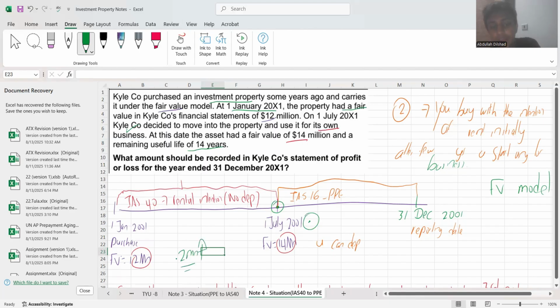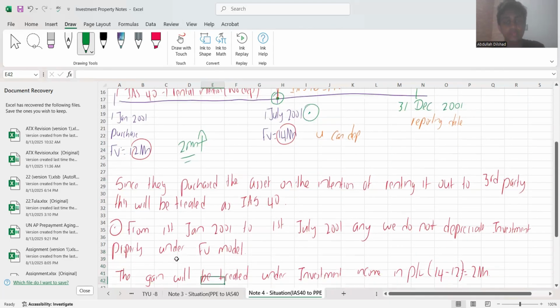Right? It has increased, right? That would be taken to your other income. Okay, so let's go and see. Since the asset was purchased for renting it out to a third party, we will treat it as IAS 40. That's perfectly fine, right? Obviously, under IAS 40, fair value model, you never depreciate. You do not depreciate at all, right? Why? Because the fair value model is used.